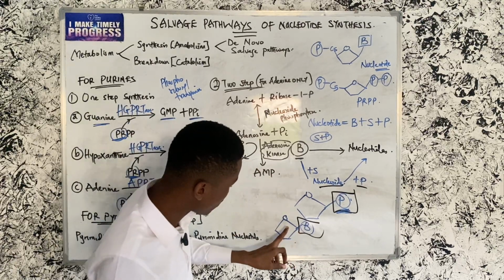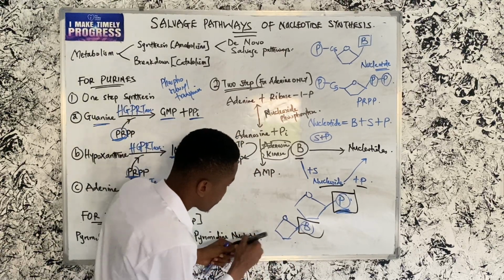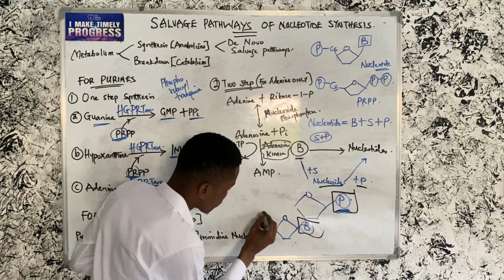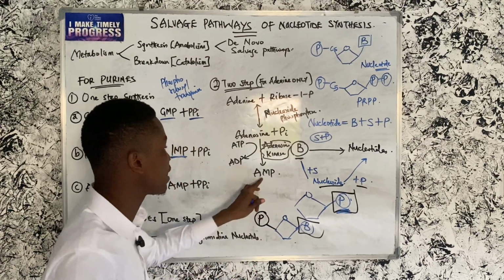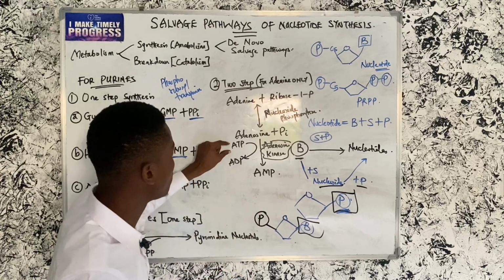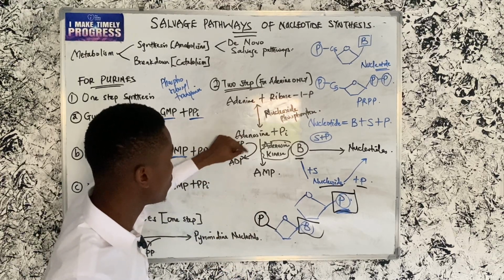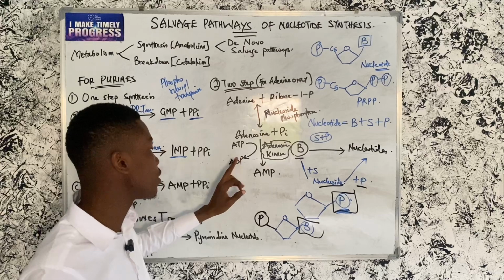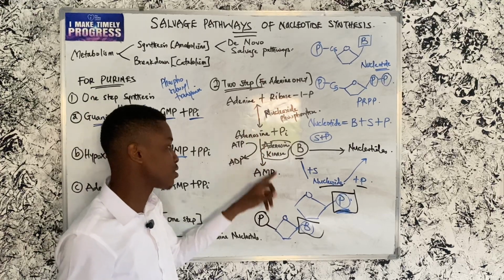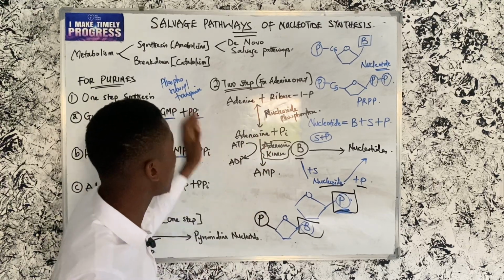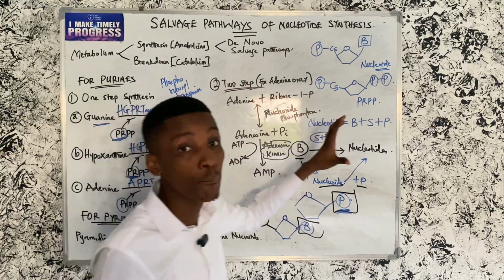Remember, I'm transferring it to number 5. So this is where it's coming into. And once it comes in, I'm forming AMP. And then that will be ATP becoming ADP. Why? He has lost 1 phosphate. Where is that 1 phosphate going to? Adenosine to form AMP. So that covers new purines.